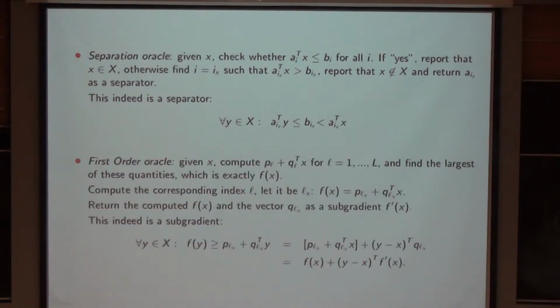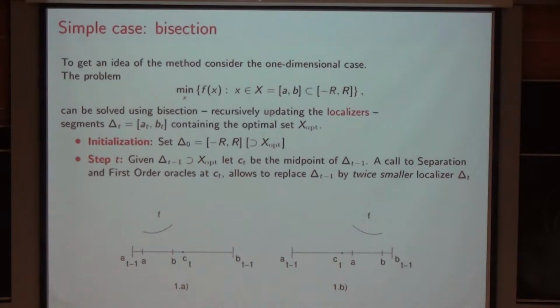Now, if we want to compute the first order oracle, we need the value of the objective and the subgradient of the objective at point x, which is in the feasible set. It's also very easy. We just find the linear form at which the maximum is attained, and take the coefficient vector of this linear form as the subgradient, and the value of this linear form is the value of the function. So in this situation, computing both oracles is cheap.